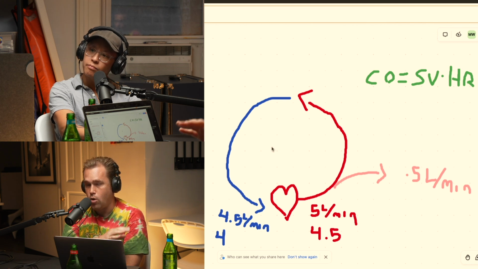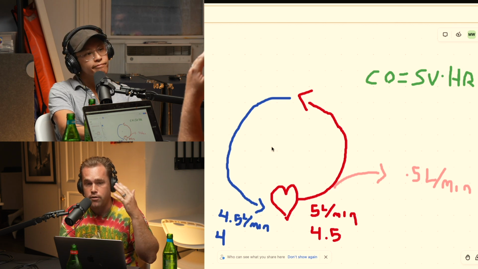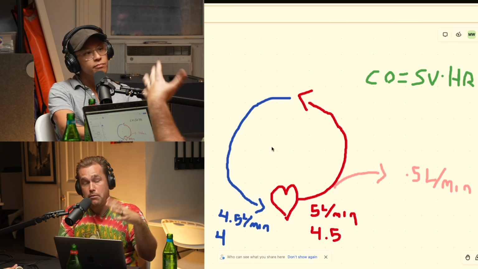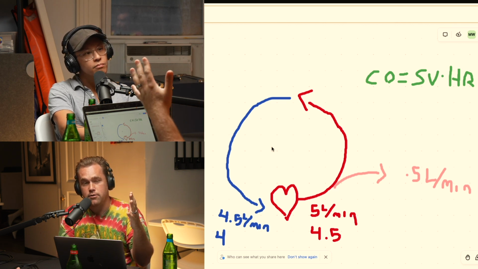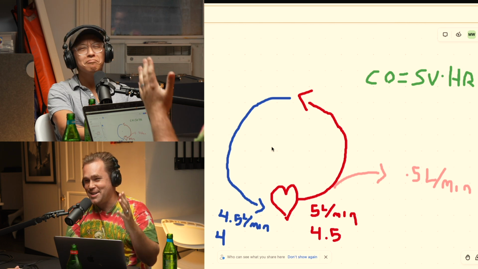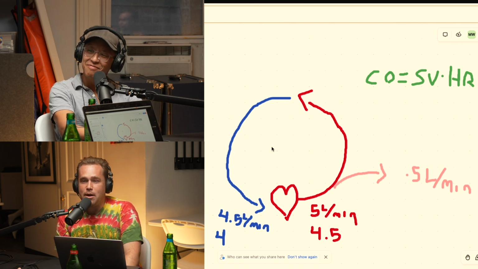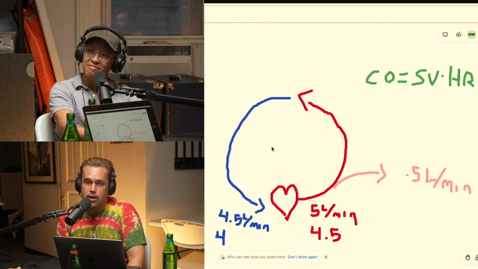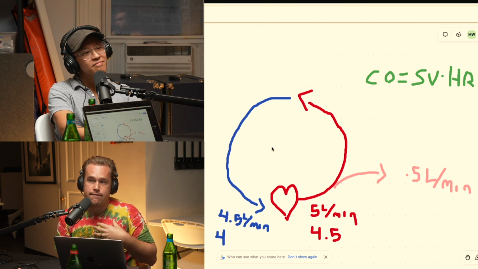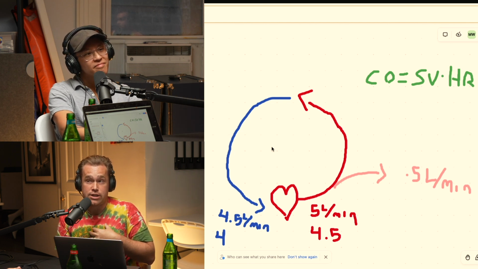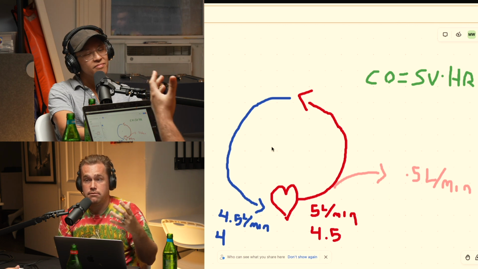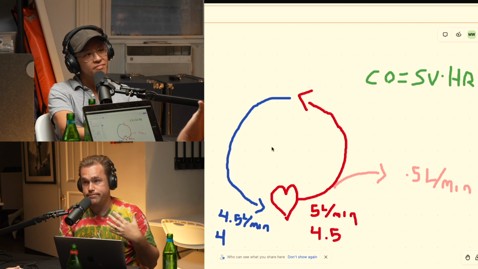That's a normal situation. For me, I probably have a little more than 5 liters of blood because I'm a little more thick, as you could say. But let's say every minute 5 liters of blood is being ejected out of my heart, and every minute 5 liters is returning, right?